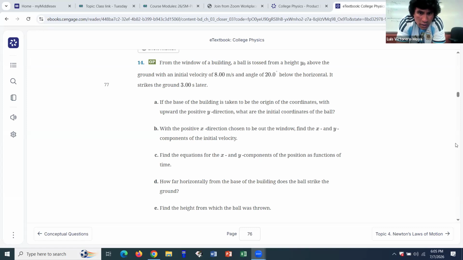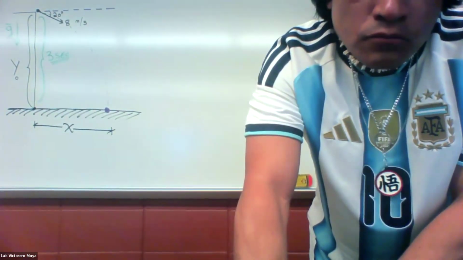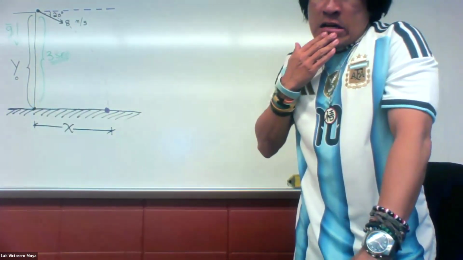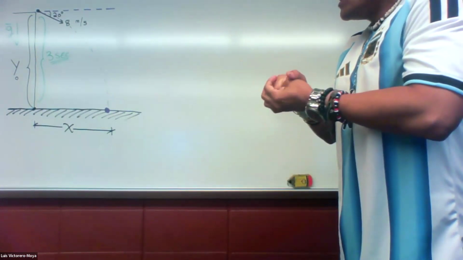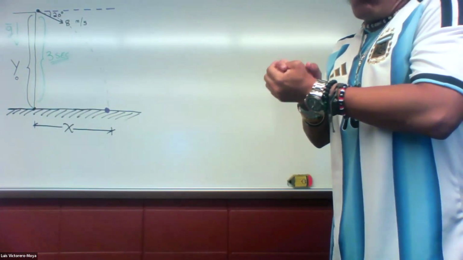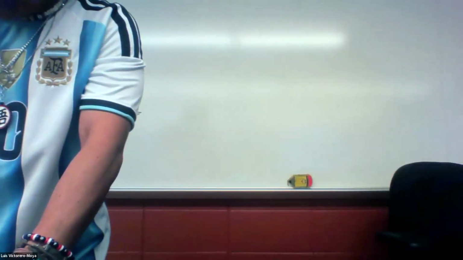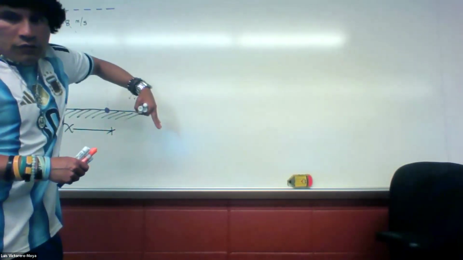So let's solve this situation by first drawing it. I think I have everybody. Pretty much what you have in this situation is on the board: you have a building with height y naught, or y0, and you are throwing the ball in that direction. So that's important. Now we have the direction of the ball, not like this, but like this.